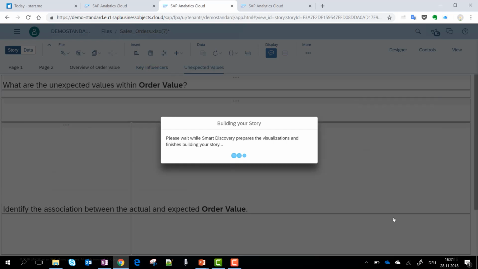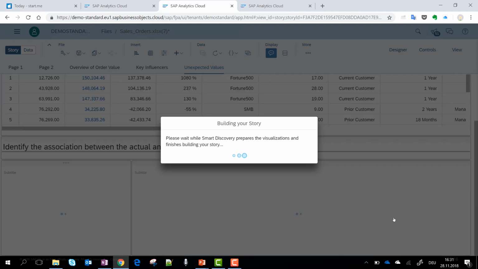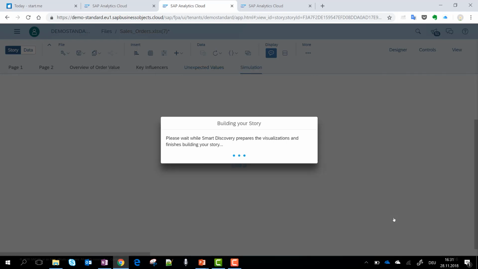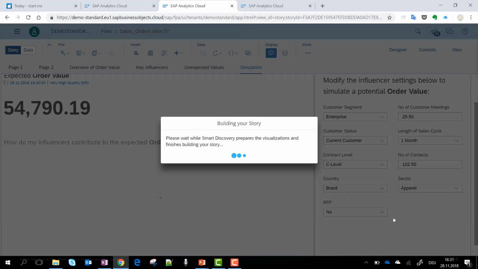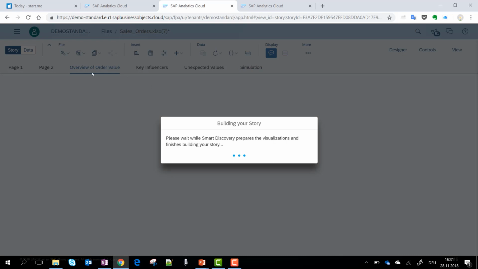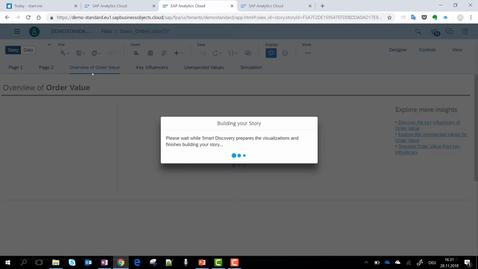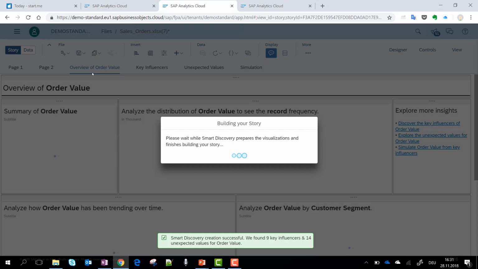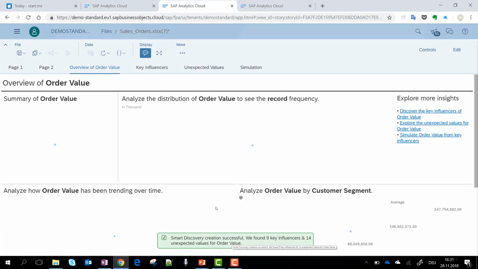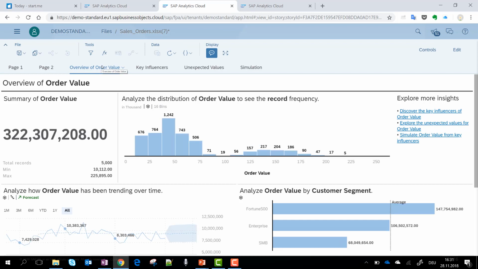And so what happens in the bag is really that all of this information is distilled, is brought out into the open in the shape of a concrete story that is generated for you. And so the system says it found 9 key influences and a couple of unexpected values, so that's interesting. And then makes its point by not only finding those insights, but visualizing them in a very readable fashion.